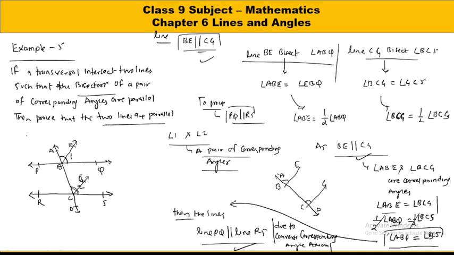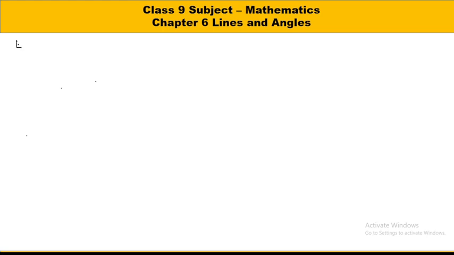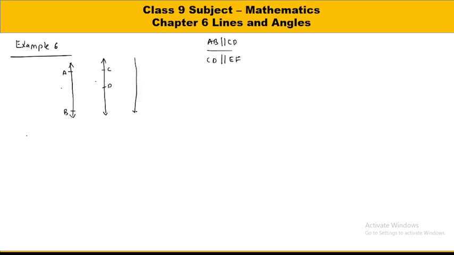Now we are with the next example, example 6. In the figure, AB is parallel to CD. So a figure is given here, line AB is parallel to CD, and CD is parallel to EF. Another line is there, it is EF.